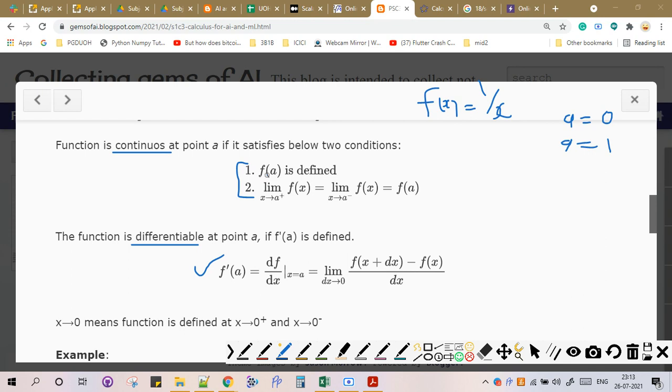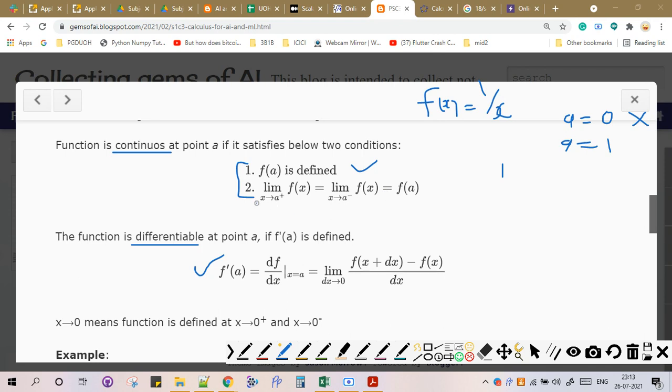So the first condition, f of a is defined. If I put 0, 1 upon 0 is not defined, right? So it is not continuous at 0. The first condition fails, so we don't need to check the second condition at all, right? Next, let's take 1. Now what will happen? F of 1 is 1 divided by 1, which is 1. Okay, so the first condition is satisfied.